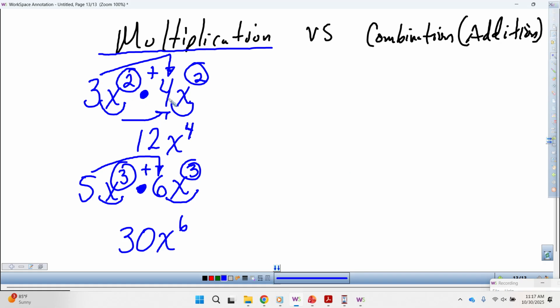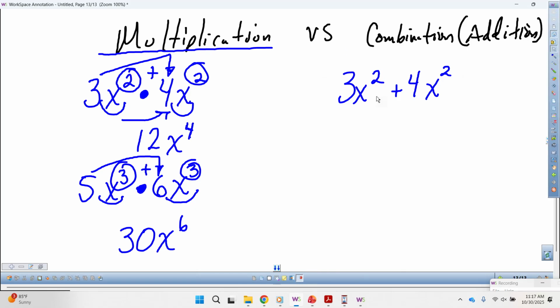Okay. Let's go with combination or addition. Start, and I'm going to change this. Instead of being multiplication, I'm going to write 3x to the second plus 4x to the second. Write that down, please. As a matter of fact, let me change color for that one. I'm going to use green. Love technology. Let's go. All right, here we go.